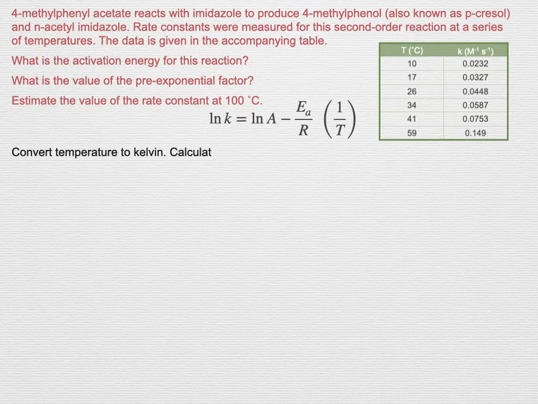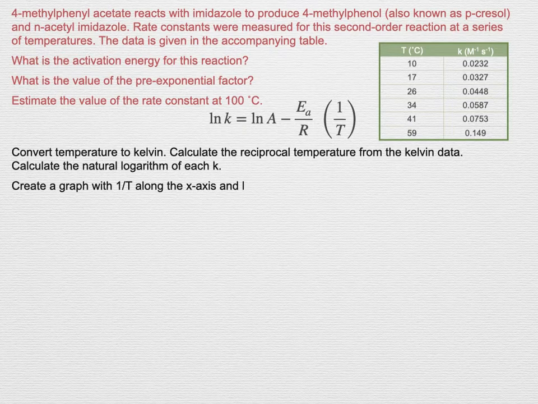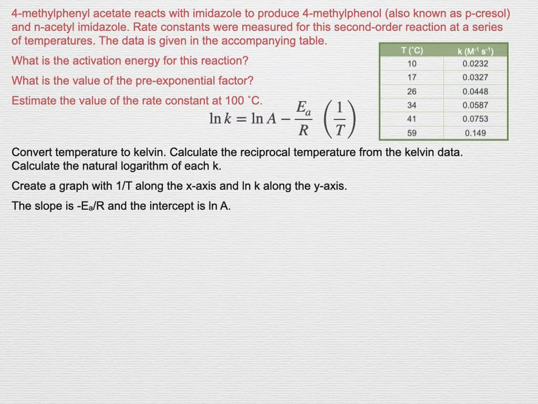So the strategy is to convert the temperature to Kelvin and then take the reciprocal of that temperature and then calculate the natural logarithm of the rate constants. We need to create a graph with 1 over T on the x-axis and ln k on the y-axis. The slope of such a line is minus Ea over R and is how we will find the activation energy. The intercept is the logarithm of the pre-exponential factor.